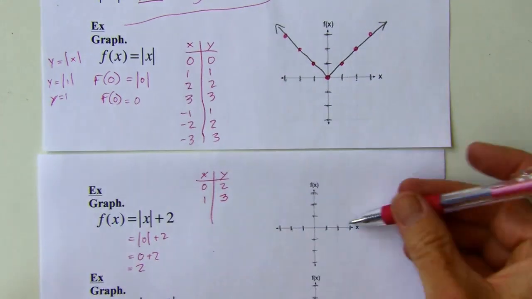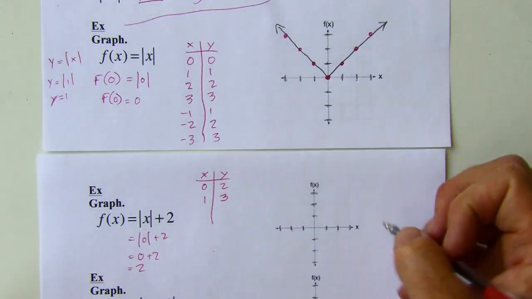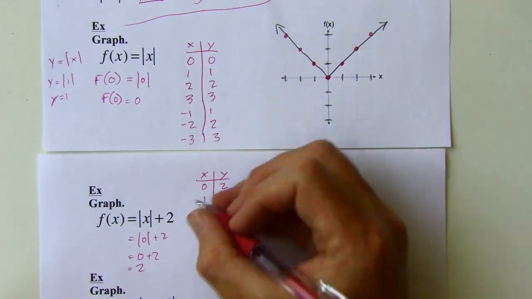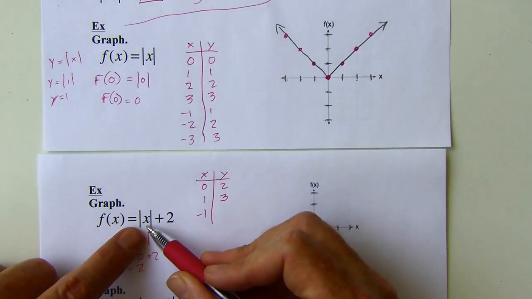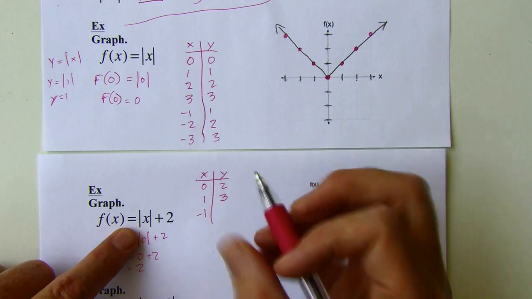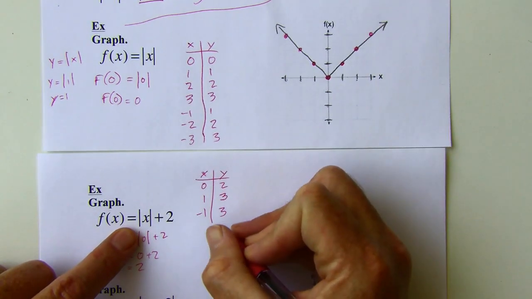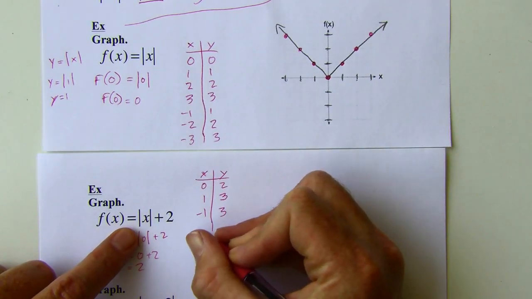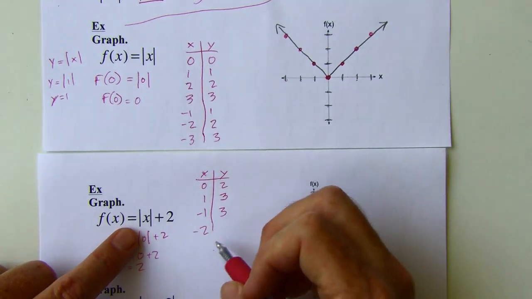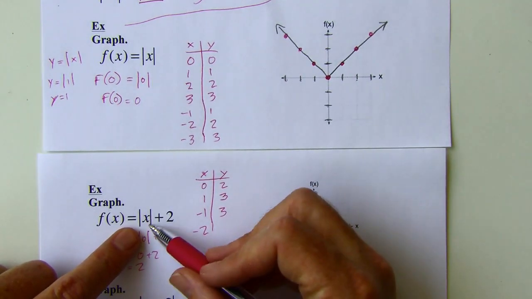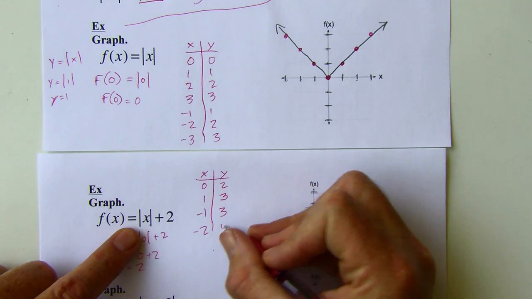And let's try, the next number I'm not going to have space for on the graph anyway, so I'm going to try putting in a negative number. Well, the absolute value of negative 1 is positive 1, plus 2 is 3, okay? And then if I put in negative 2, then I'm going to get the absolute value of negative 2 is positive 2, plus 2 is 4, okay?